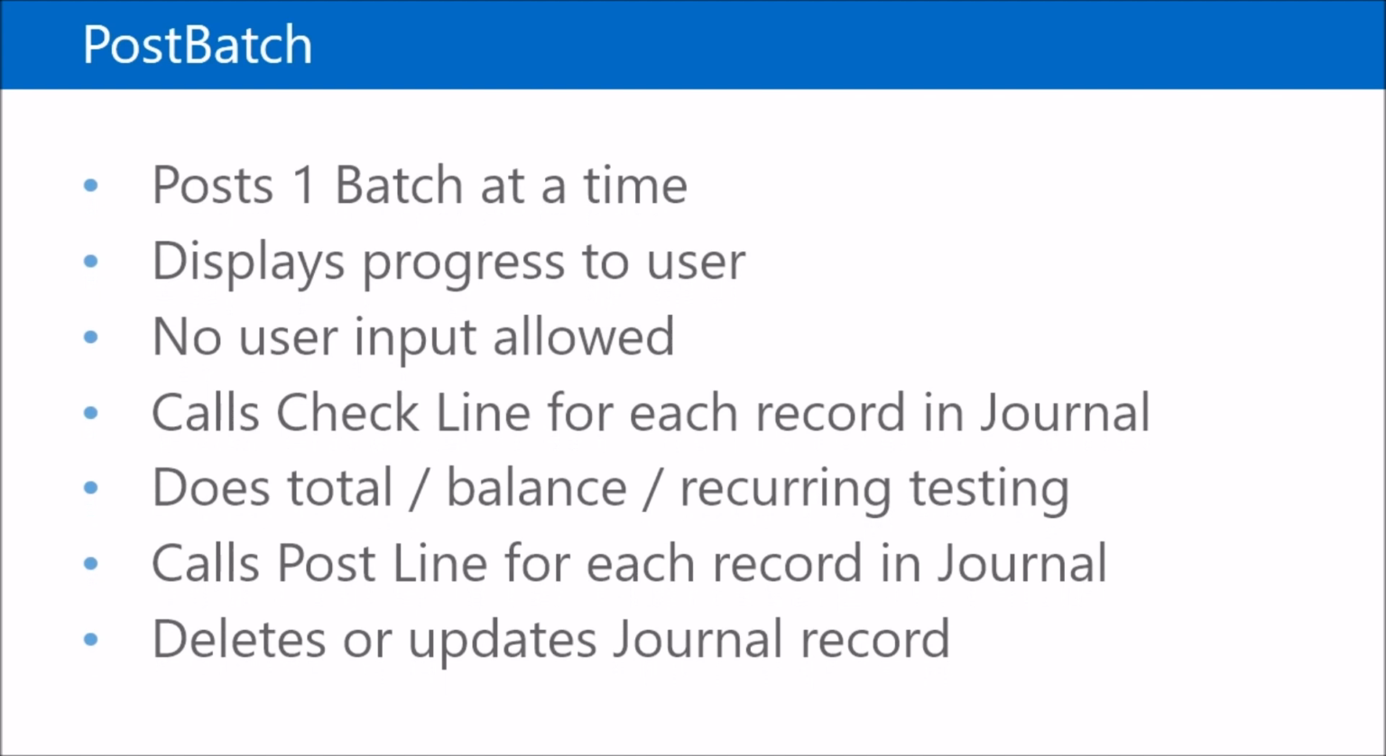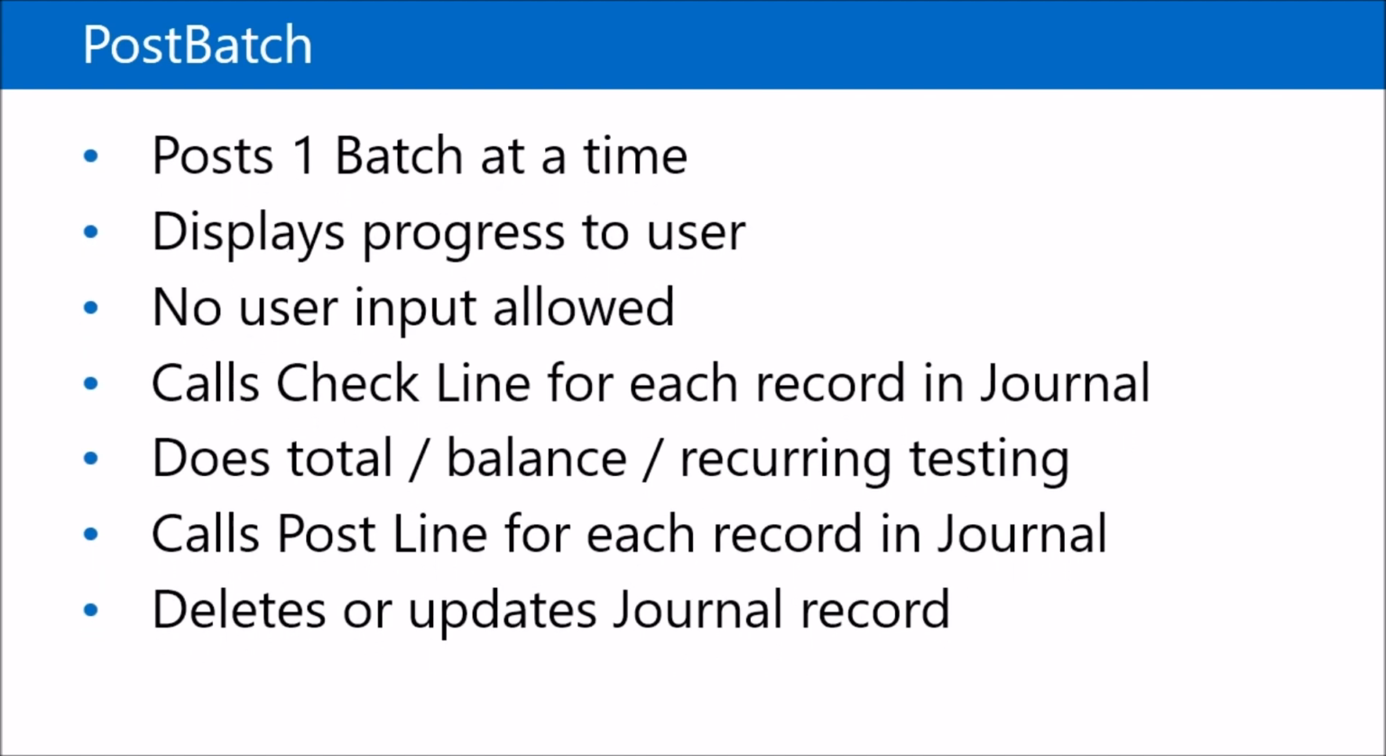Let's have a look at the PostBatch code unit. The PostBatch code unit is responsible for posting a batch of journal lines in one go. This means that, for example, you might be on a page where you can see multiple journal lines, the worksheet page for a journal. You click on the post button, and the PostBatch will then post that whole batch of journal lines in one time.